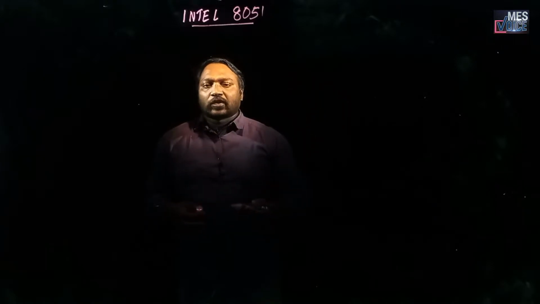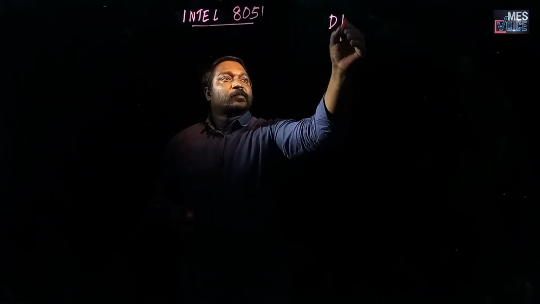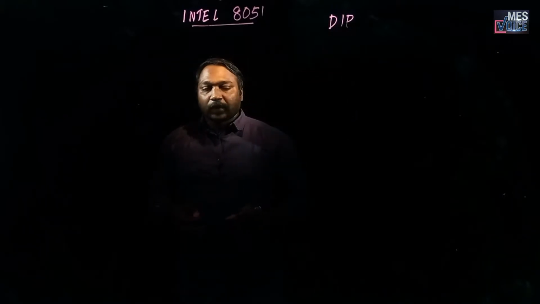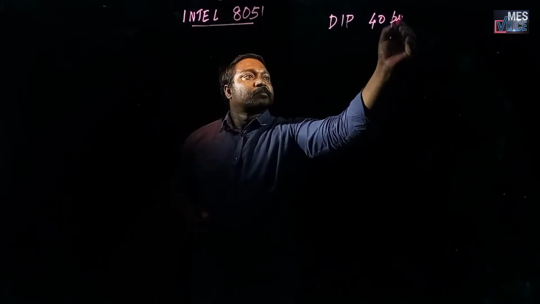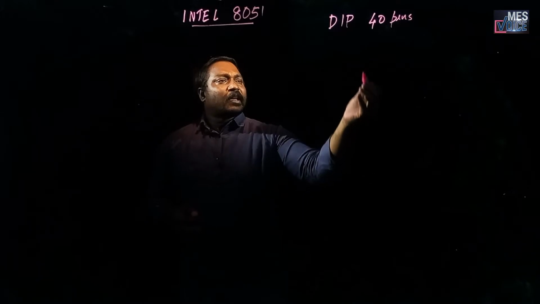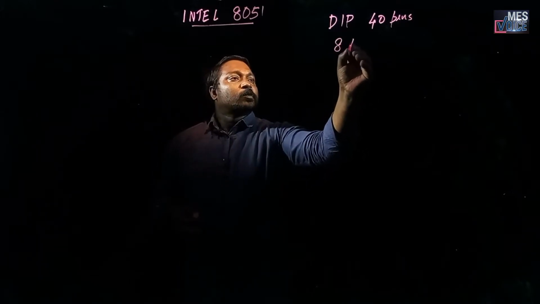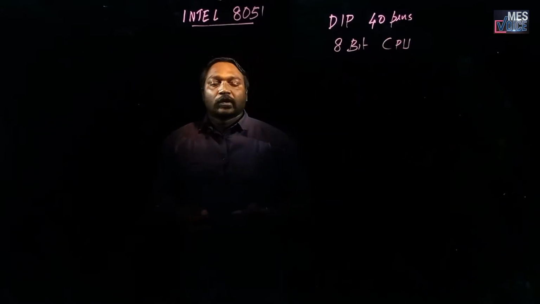Let's see the specification of this first microcontroller. It was fabricated in a DIP package, dual inline package, and has 40 pins. It has an 8-bit CPU. It can process 8 bits at a time. That's why it is called an 8-bit CPU.